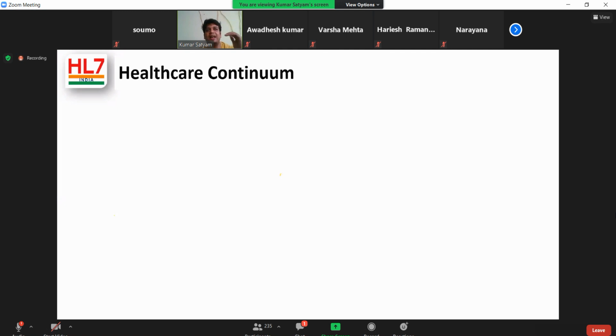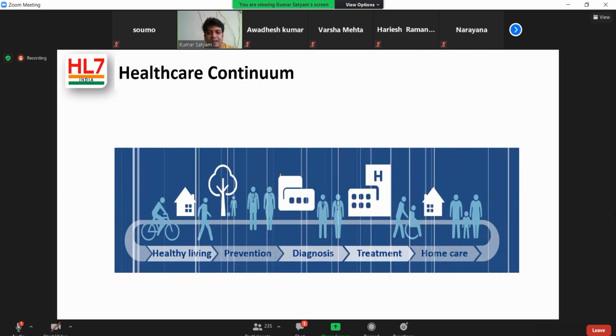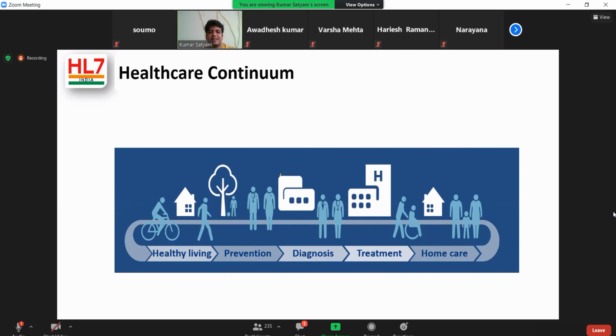Okay, so I talked about how healthcare is not just hospitals and healthcare facilities, but much beyond it. And this is what we say in Philips. In Philips, this consists of a healthcare continuum. It starts with healthy living, right? Then prevention. You should be preventing your disease before it occurs. Diagnosis, treatment, home care. And this completes the continuum of care. And at each stage, data flow is happening.